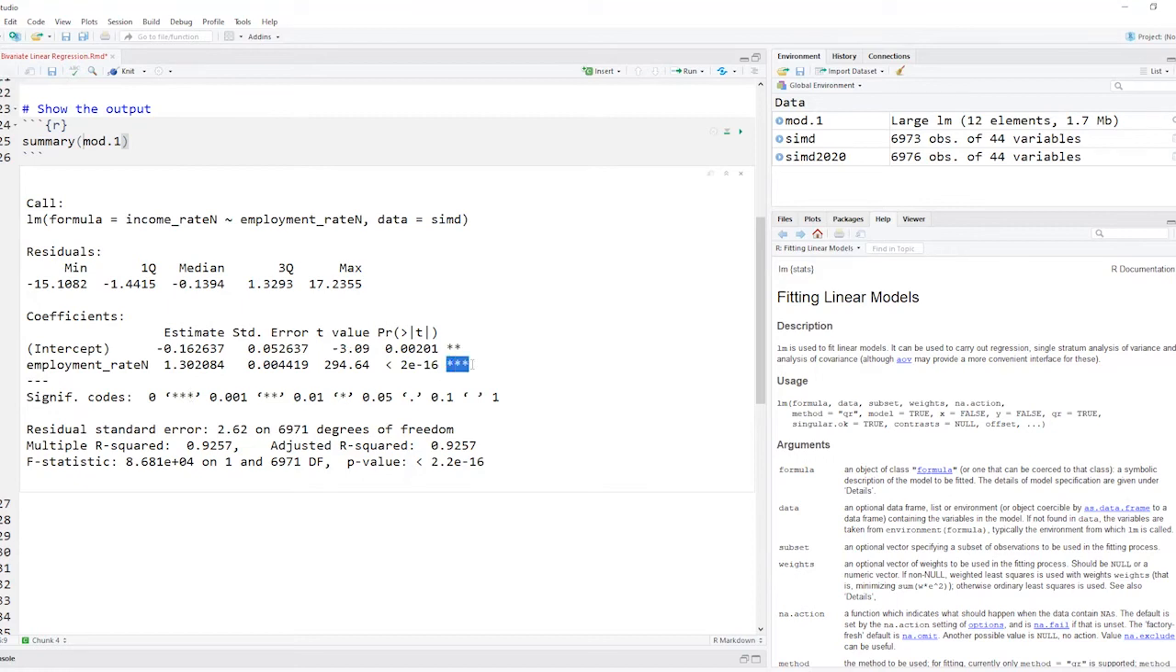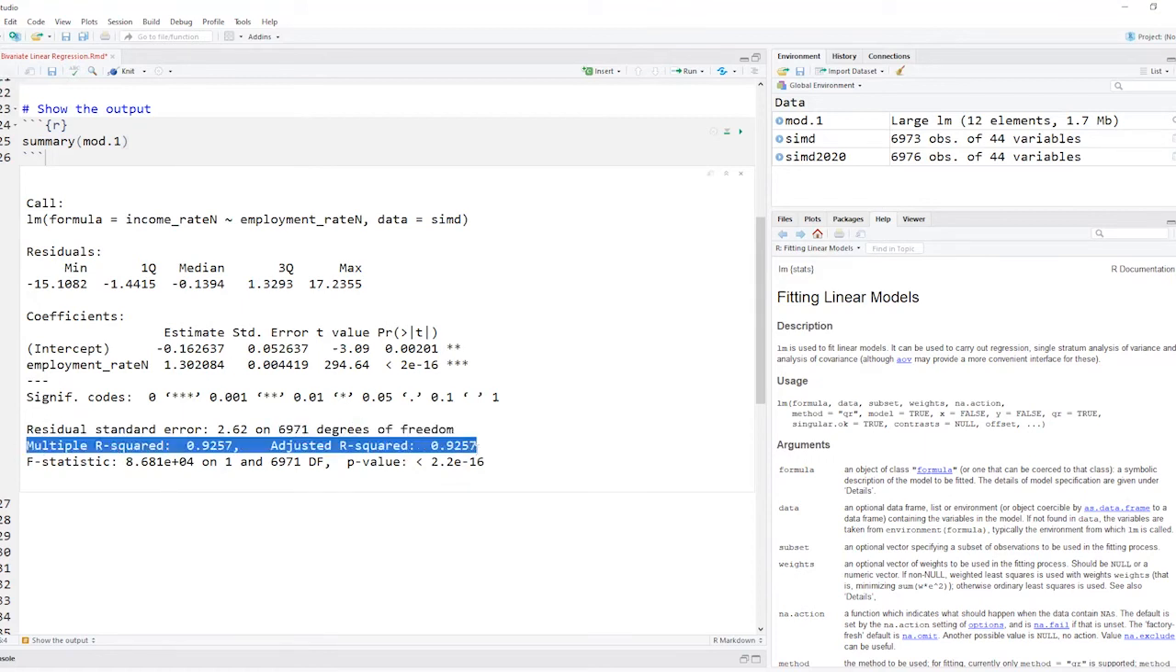So the asterisks at the end also give you the p-value, in line with the significant codes underneath. Here we have the residual standard error, which is the square root of the denominator in the equation. Then we have the degrees of freedom, which you will notice is the number of observations in the dataset minus 1.